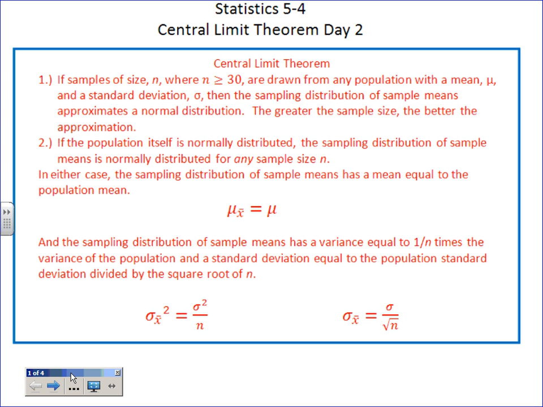So it says in either case, meaning 1 or 2 up here, the sampling distribution of sample means, I know that's a mouthful, has a mean equal to the population mean. We talked about that yesterday. Isn't that what we did? But now it's in an actual theorem. It's being stated. And the sampling distribution of sample means has a variance equal to 1 over n times the variance of the population, because you have to divide by n, right?